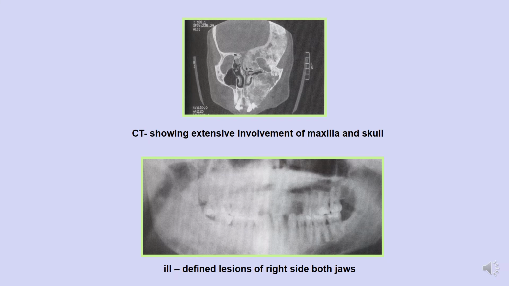Here we can see a CT image showing the skull and the maxilla. Here we are seeing extensive involvement of the maxilla and skull. When the maxilla is involved, the lesional tissue generally displaces the sinus floor superiorly and commonly obliterates the maxillary sinus, which is clearly evident in this case. And when the skull and the maxilla are involved so extensively, it is more towards craniofacial fibrous dysplasia.